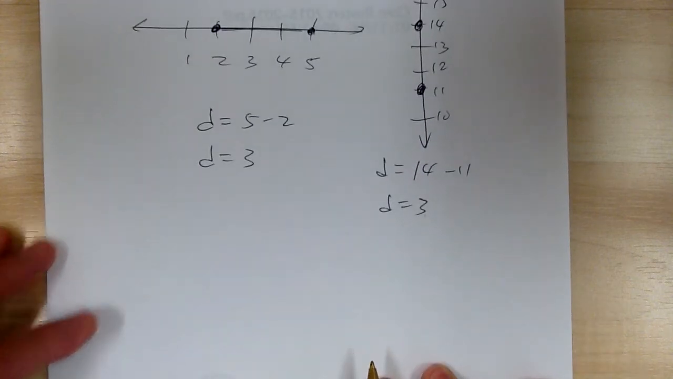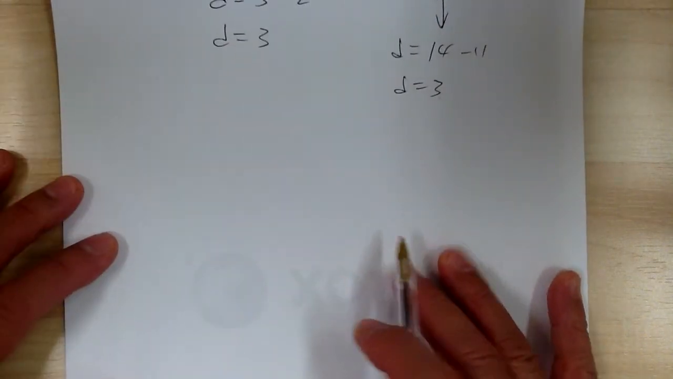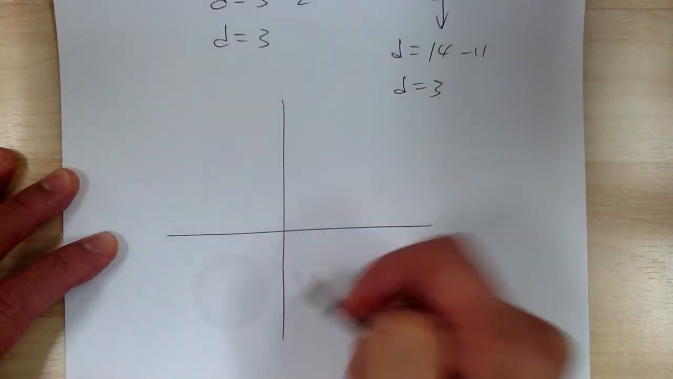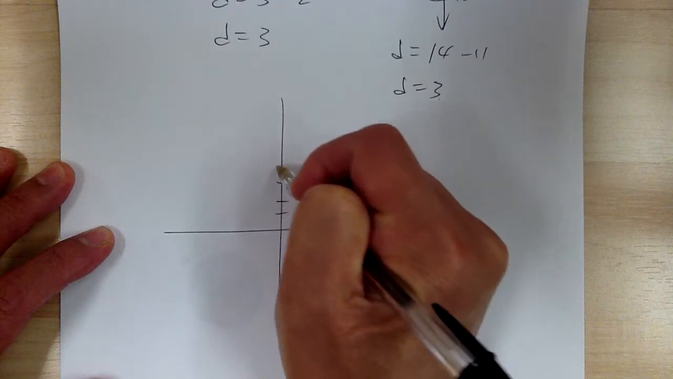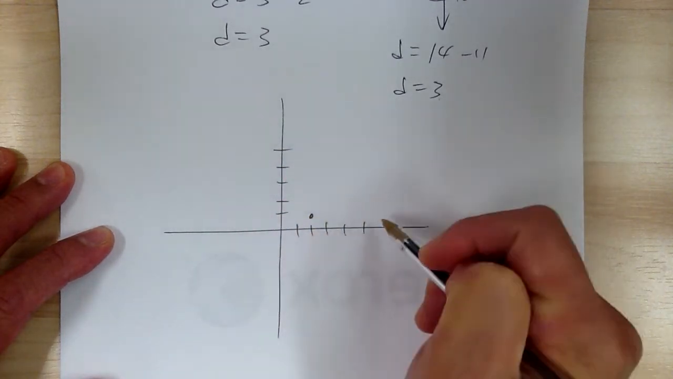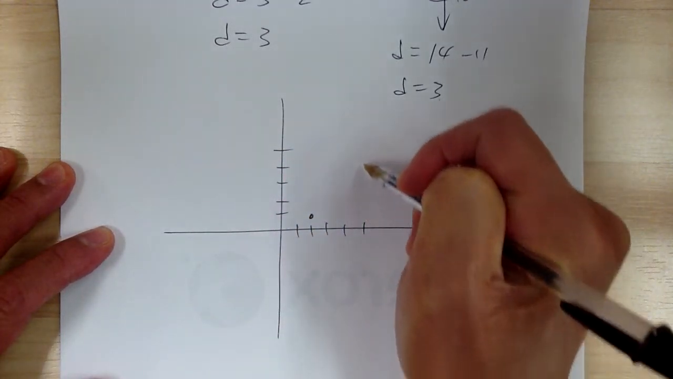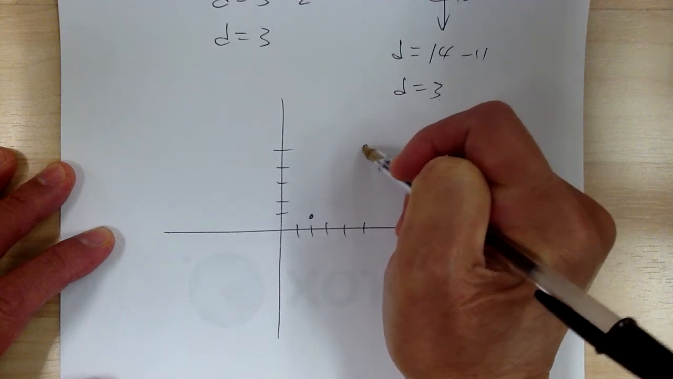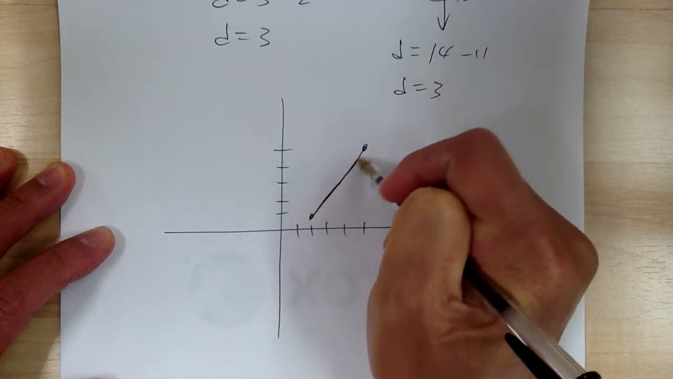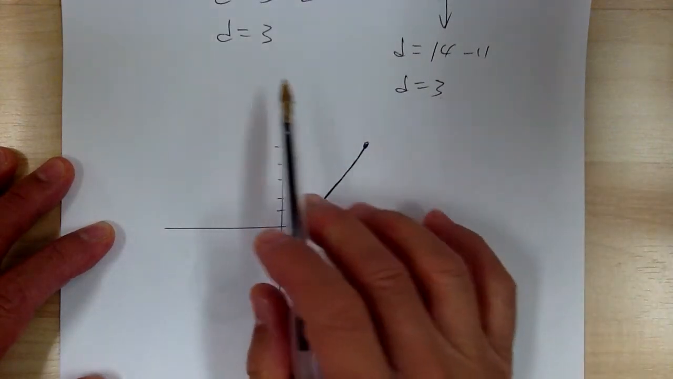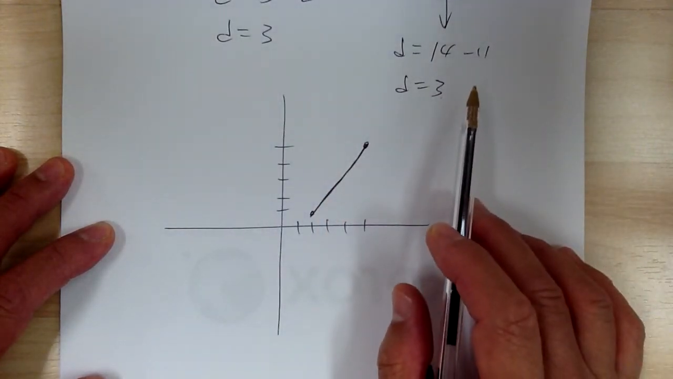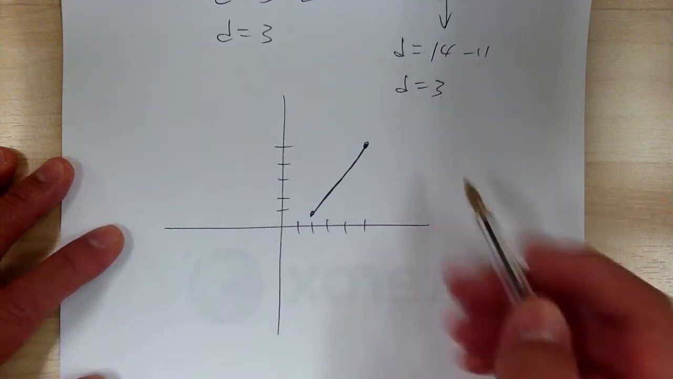Okay, but when you get to the two-dimensional, let's say you have this point over here, and you have this point over here. Then you have this distance over here. Now to find this distance, because it's not horizontal and it's not vertical, you have to use the Pythagorean Theorem.